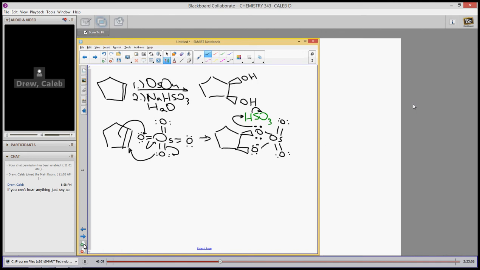Unless I drew it wrong, I think HSO3, it must be H2SO3. I might have just, does anyone have the reagent available to them? Either way, it's used to protonate.